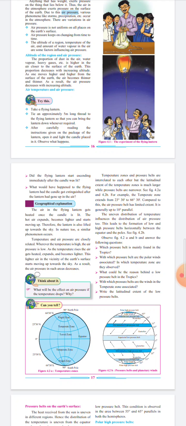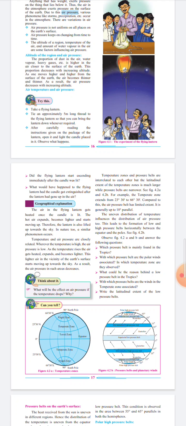So how many zones are there? Three zones are there: torrid zone, temperate zone, and frigid zone. Torrid means hottest zone, temperate means moderate temperature, and frigid zone means very cold zone. So towards the north also three zones are there, and towards the south also three zones are there.